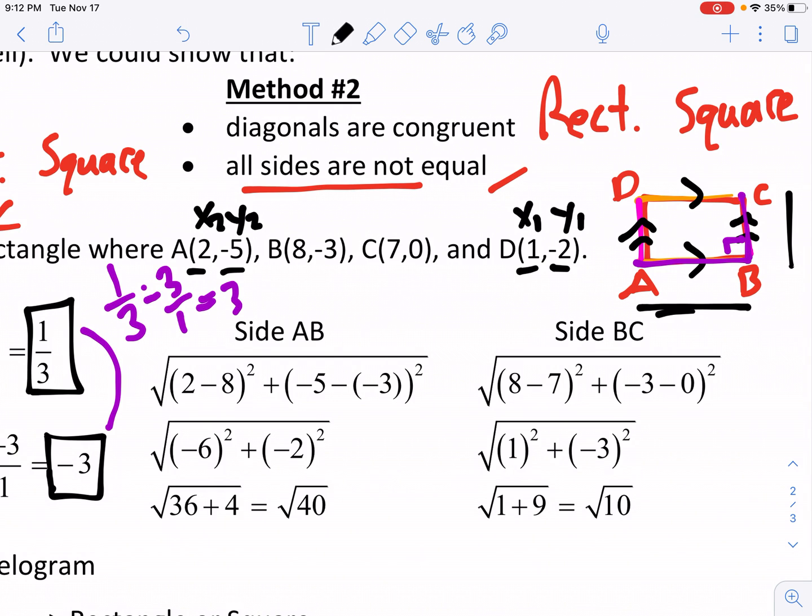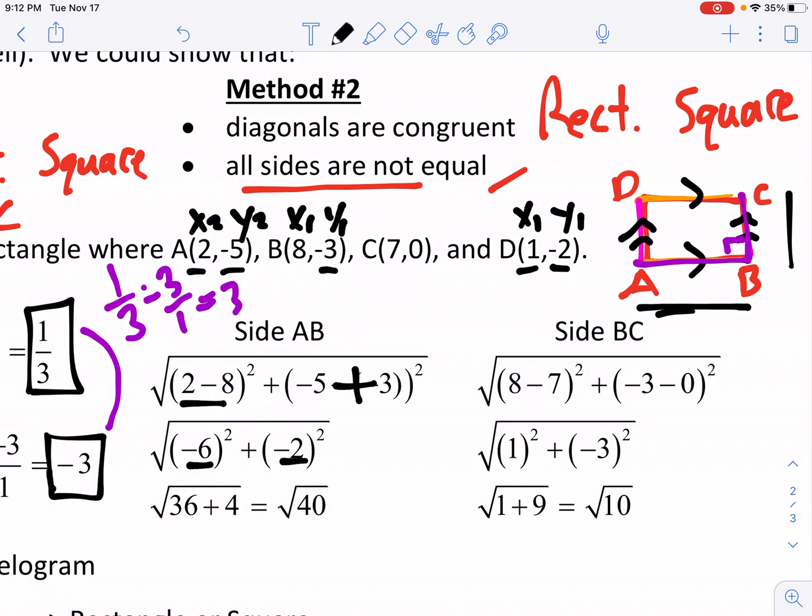So what we're going to do is take side A and B here, and we'd have x2, y2, x1, y1, just to keep it consistent with what they have. And we'd have 2 minus 8, subtract my x, then a negative 5 minus a negative 3. Remember, that changes to addition. And then we're going to simplify that. 2 minus 8 is a negative 6. Negative 5 plus 3 is a negative 2.